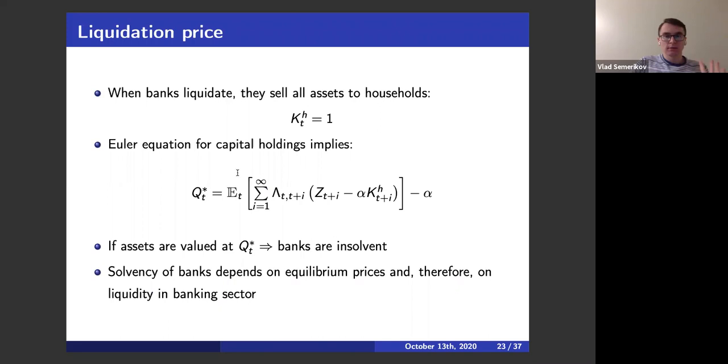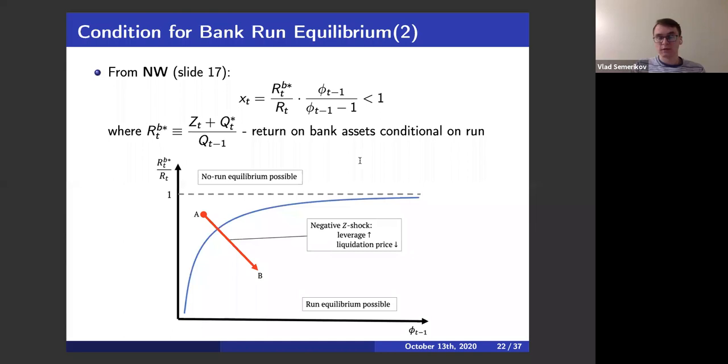Let me be very quick here. Here's how the QT star can be derived. The key thing here, it comes from the household's Euler equation. The key thing here is to notice that it is proportional to Z, to productivity shock. So if the economy faces a negative productivity shock, then the QT star goes down, and therefore XT also goes down and can be less than unity, which makes the bank run equilibrium possible.